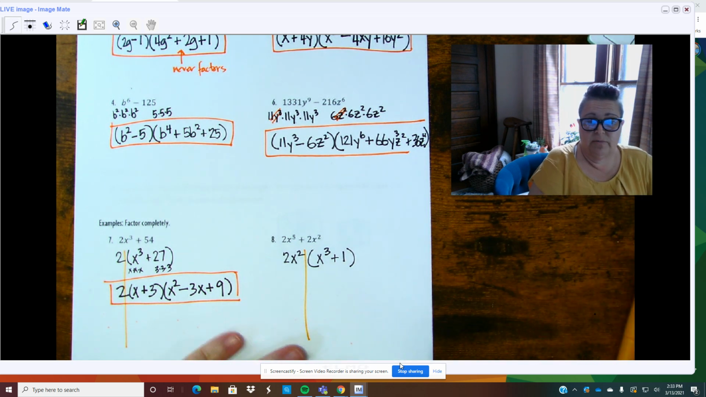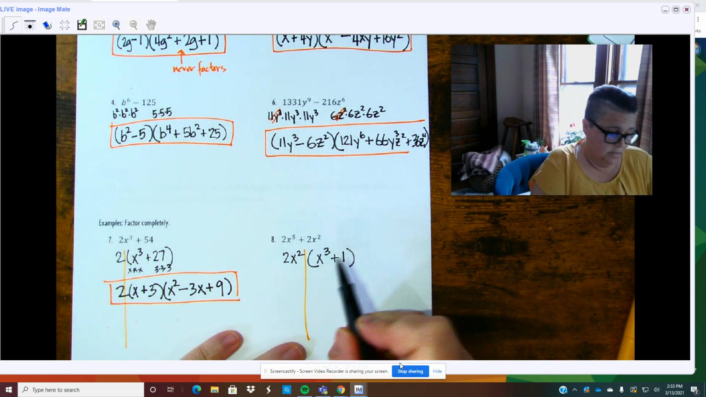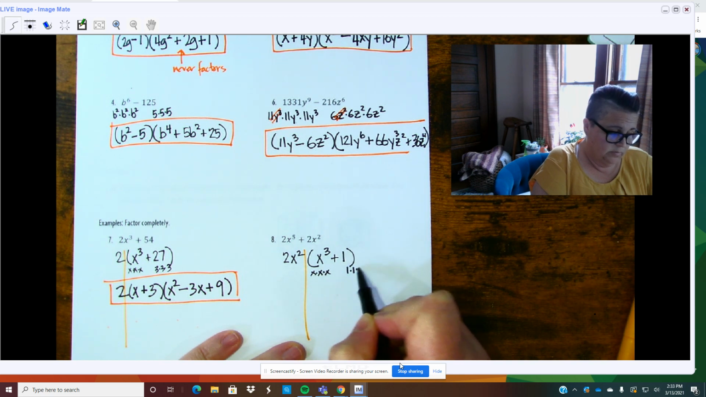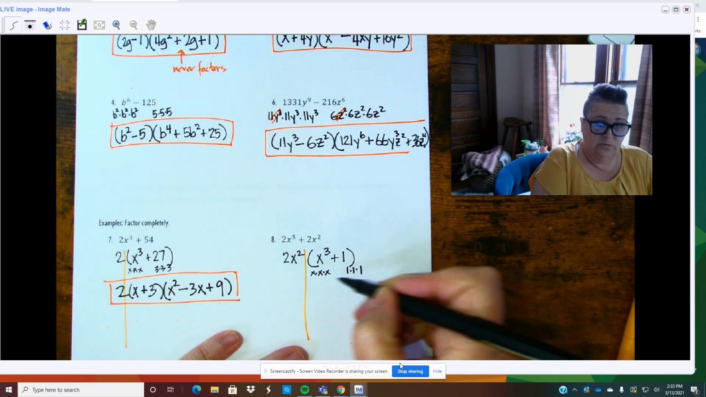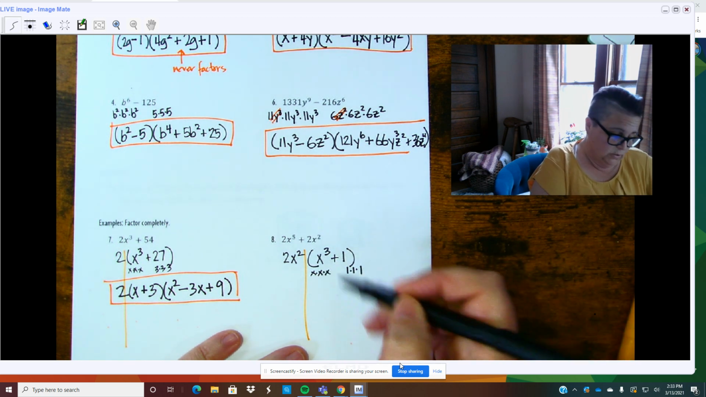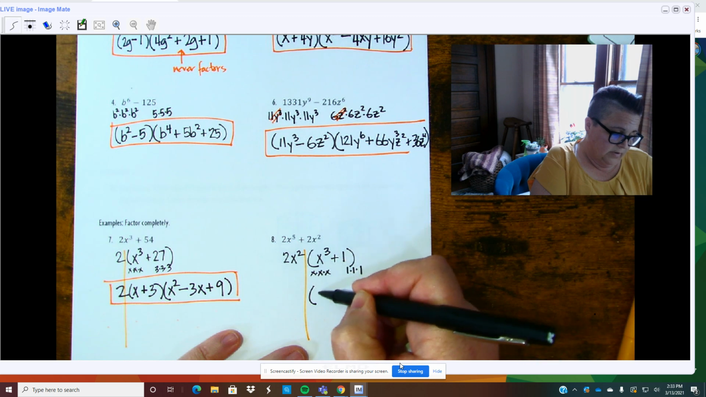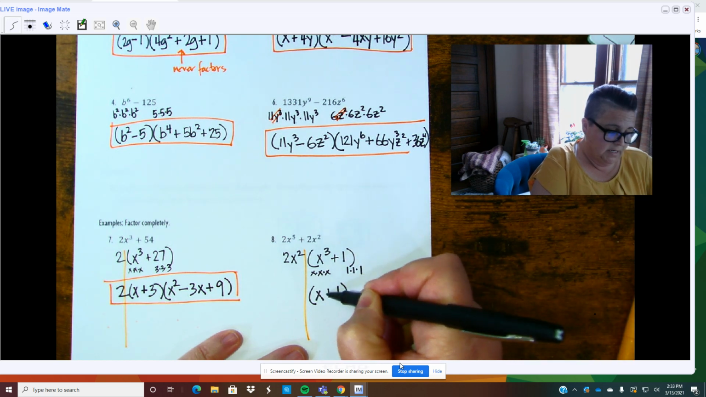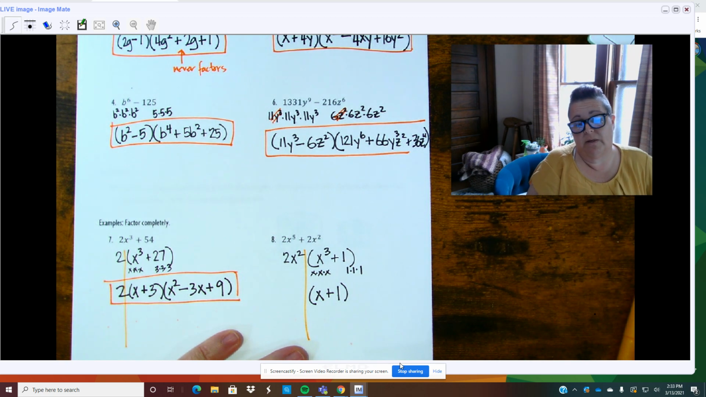Now I need to determine if I can factor x cubed plus 1. Well, x cubed is x times x times x, and 1 is 1 times 1 times 1. So to factor this, I will use the sum of 2 cubes. The cube root of x cubed is x. The cube root of 1 is 1. I keep the same sign as was in the original binomial.